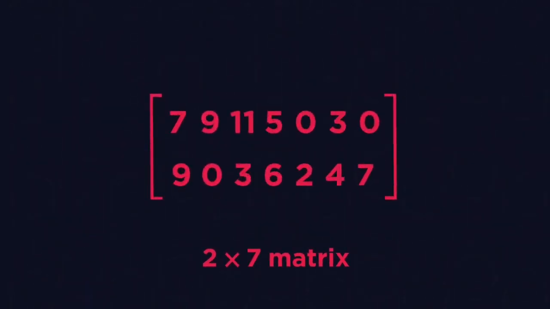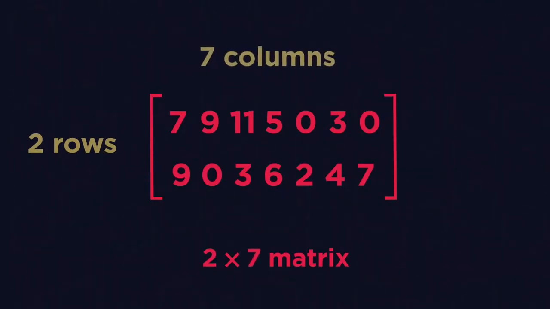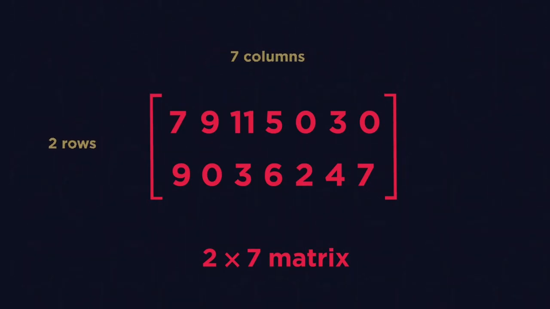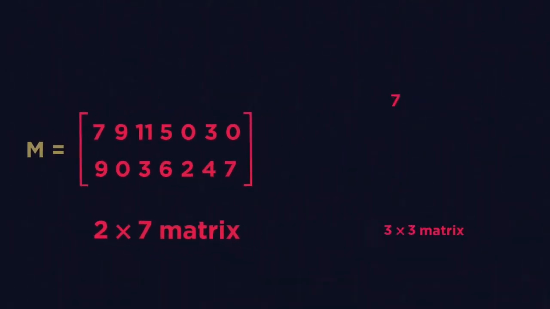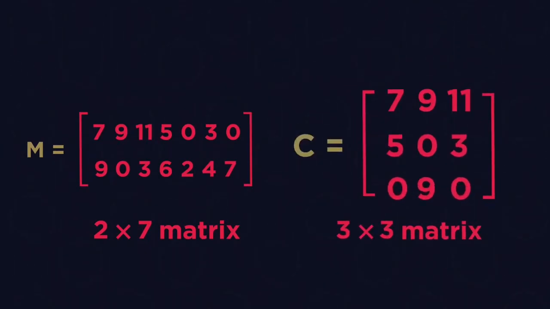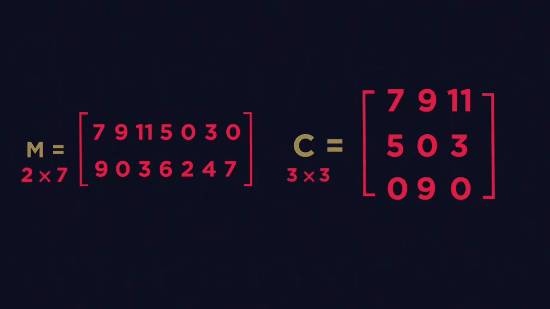Then what would a 2 by 7 matrix look like? Pause and think. Well, we know that the 2 tells us that there are 2 rows, and the 7 tells us there are 7 columns. Simple. Matrices are very often referred to with a capital letter. So for instance, we could call this 2 by 7 matrix we have below matrix M, and this 3 by 3 matrix, matrix C. Sometimes we write the dimensions of the matrix underneath the capital letter.